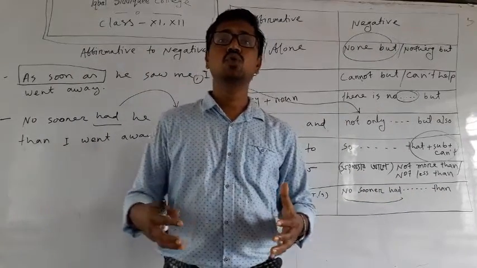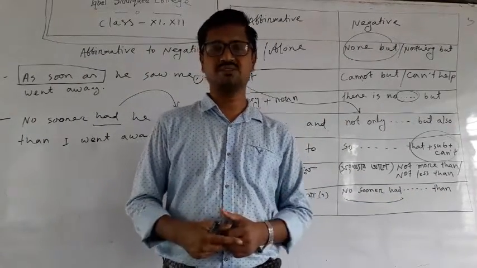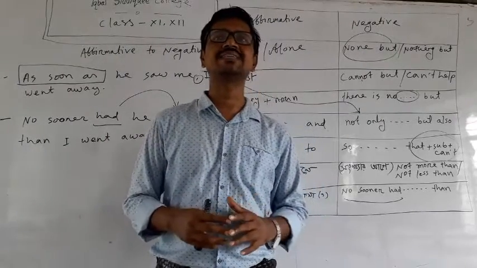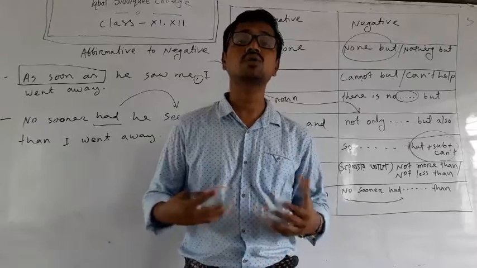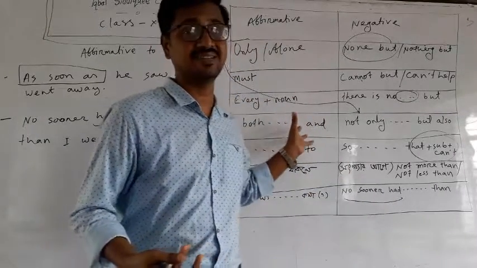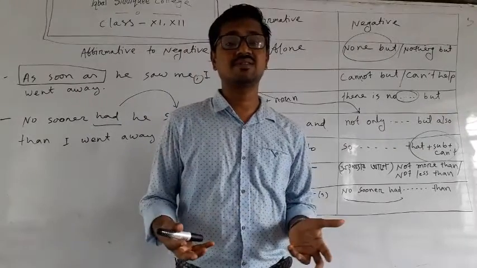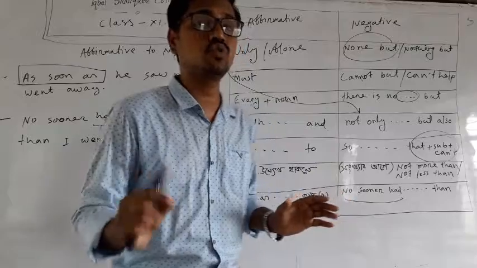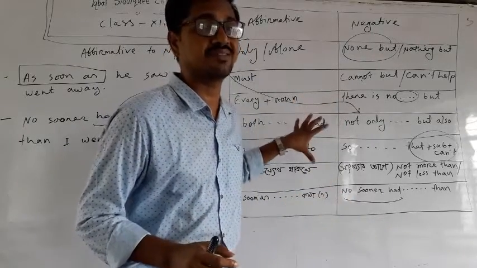We have to know other rules about this transformation of affirmative and negative, and that will be about what we would do if the sentence has no words from this chart. Such as, he's a good boy. In this sentence, you don't have any words which are included in this chart.